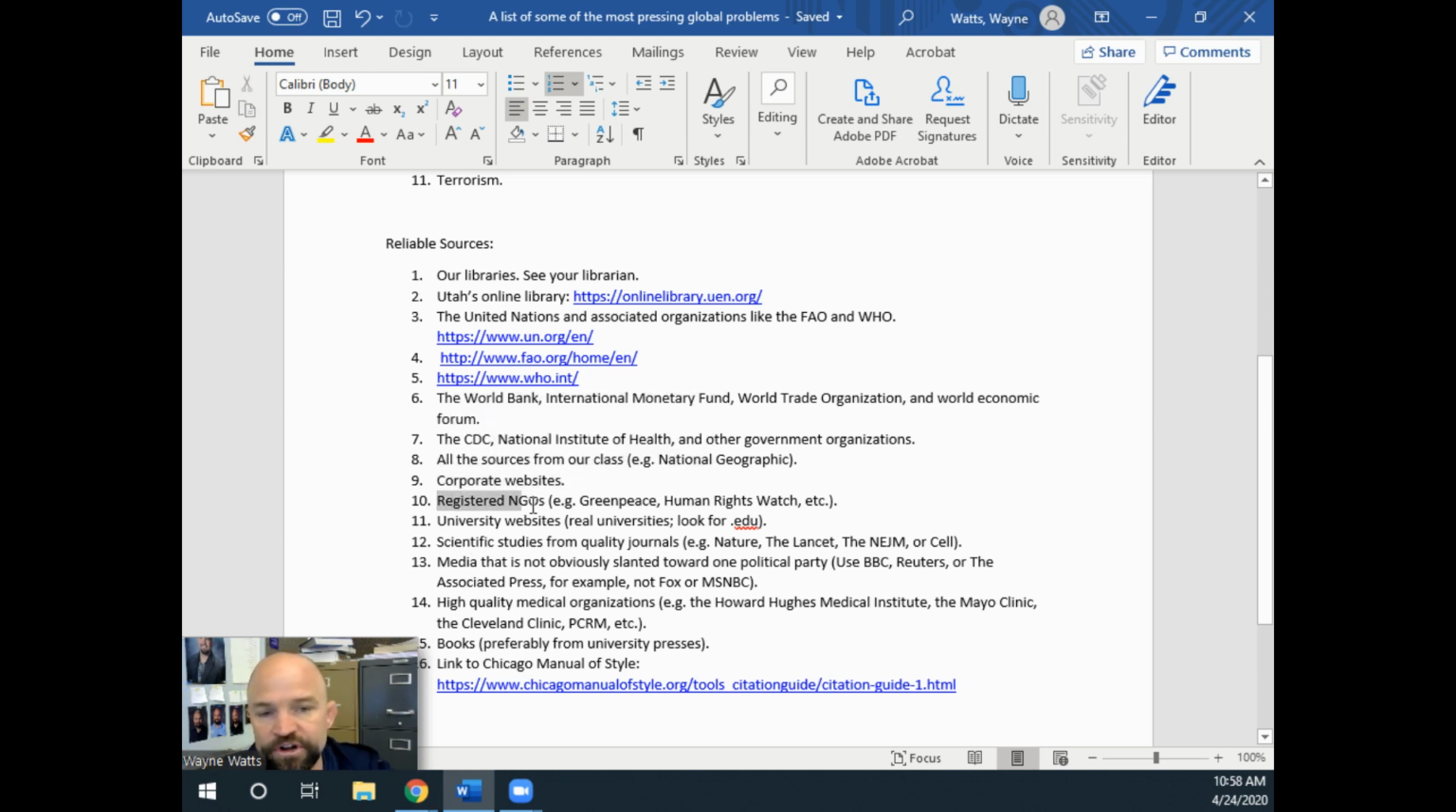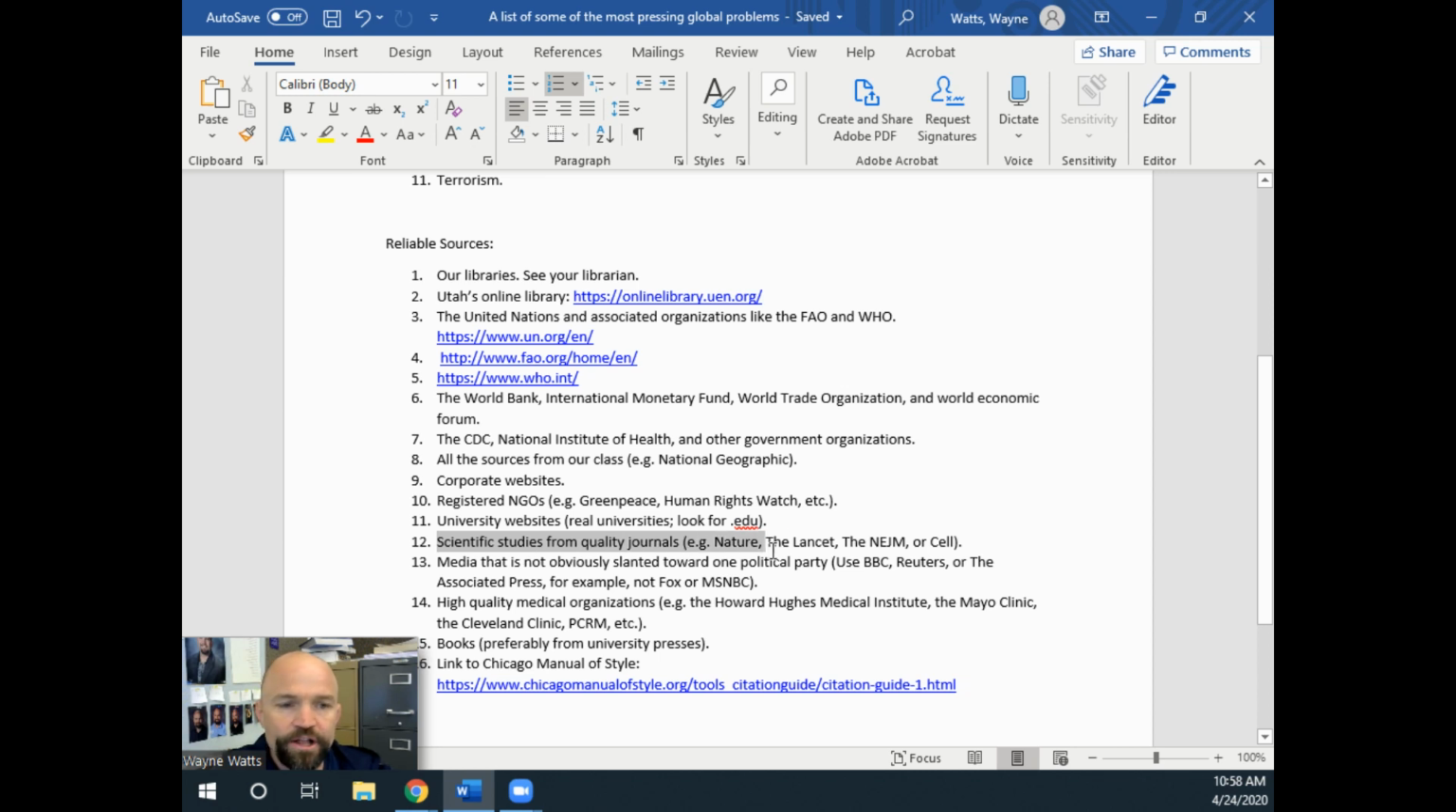Next up, registered non-governmental organizations like Greenpeace or Human Rights Watch and so on. Keep in mind, these are reliable sources, but they tend to be left-leaning, so watch out for some of that bias. University websites, look for .edu. They are to be considered reliable sources for the purposes of our class.